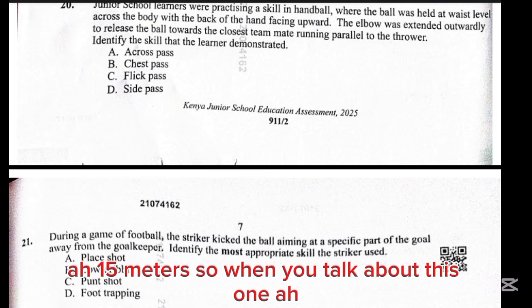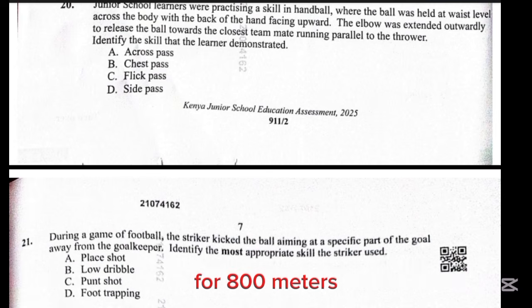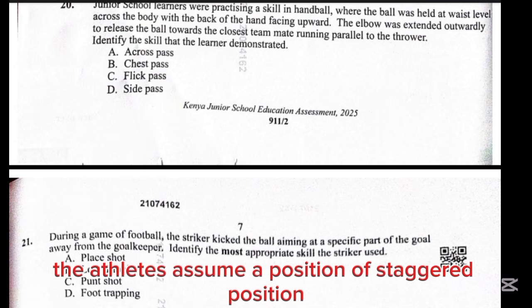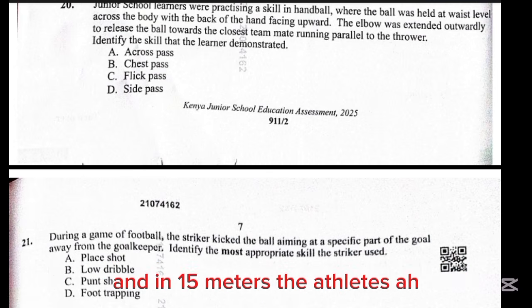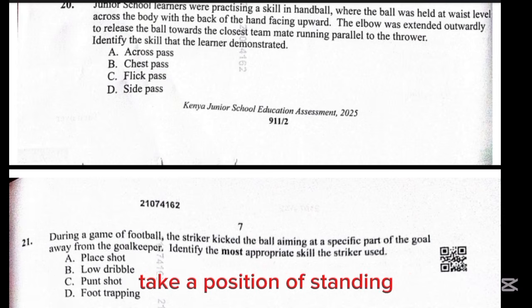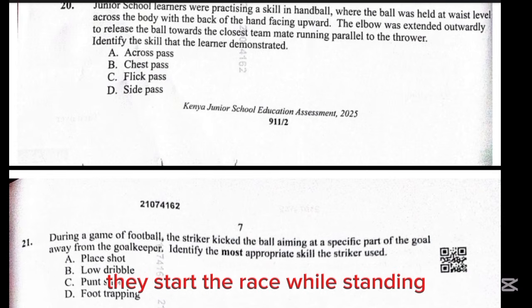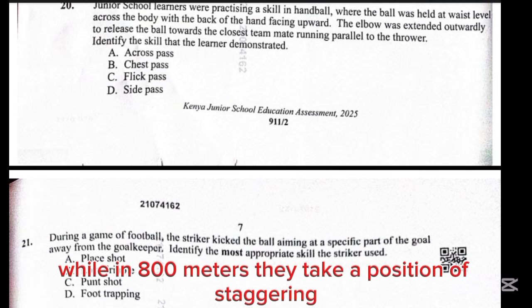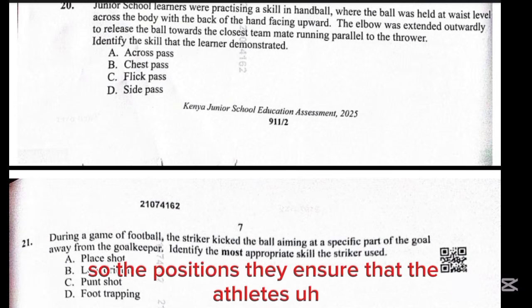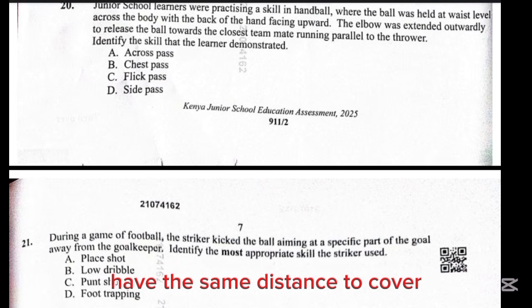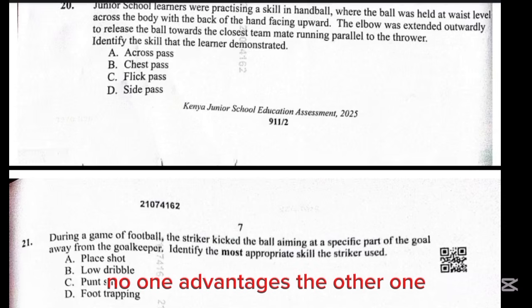1500 meters. So when you talk about this one, for 800 meters, the athletes assume a staggered position, and in 1500 meters, the athletes take a standing position. They start the race while standing, while in 800 meters, they take a staggered position. So the positions ensure that the athletes have the same distance to cover. No one has an advantage over the other.